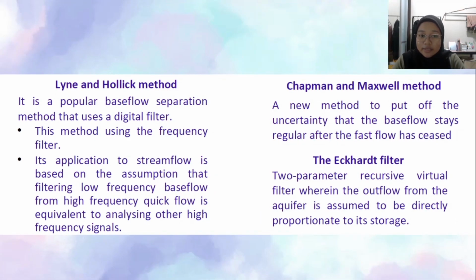For the Lyne and Hollick method, this method uses a frequency filter. It is based on the assumption of filtering low frequency base flow from high frequency quick flow. Next is the Chapman and Maxwell method. This is a new method in which the base flow stays regular after the fast flow has ceased. The last one is the Eckhardt filter, which uses a two-parameter recursive digital filter, wherein the outflow from the aquifer is assumed to be directly proportional to its storage.